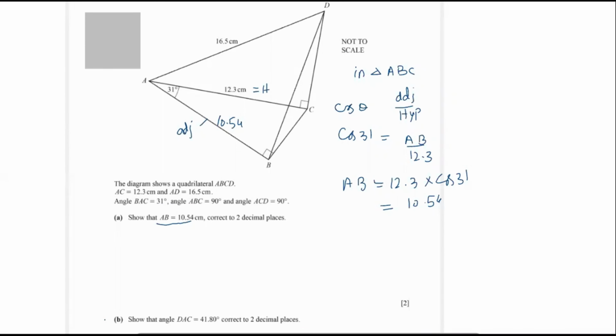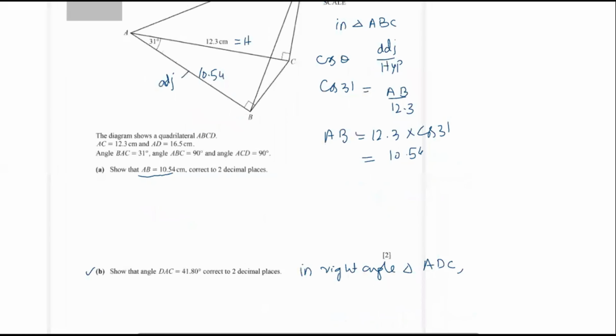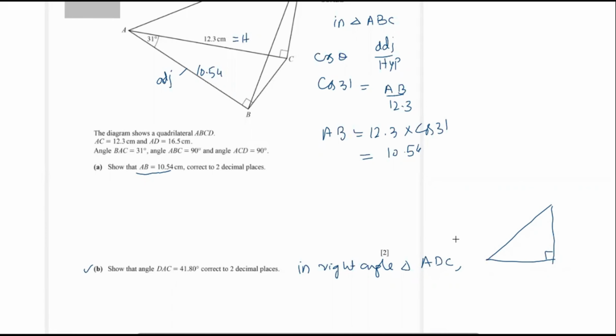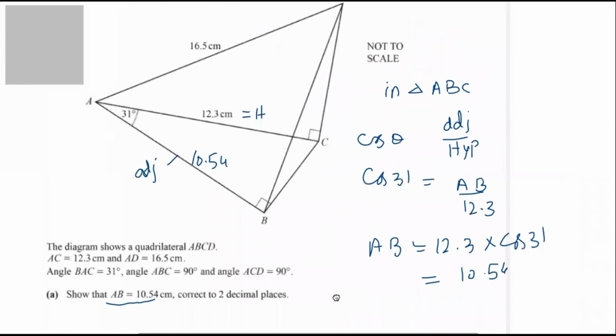Now you see here part B, show that angle DAC is 41.80. Now we take the triangle. This is the triangle DAC. This triangle is also a right angle triangle. Now we draw the triangle here, right angle triangle ADC. And this length AC is 12.3, and this length AD is 16.5, which is the hypotenuse.